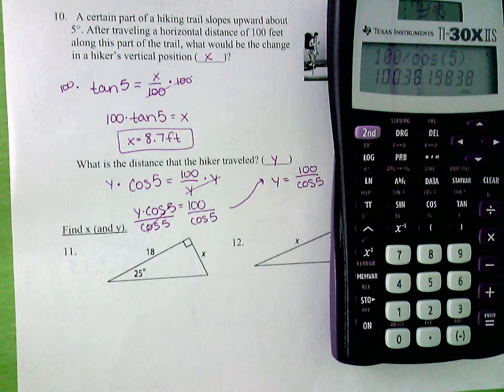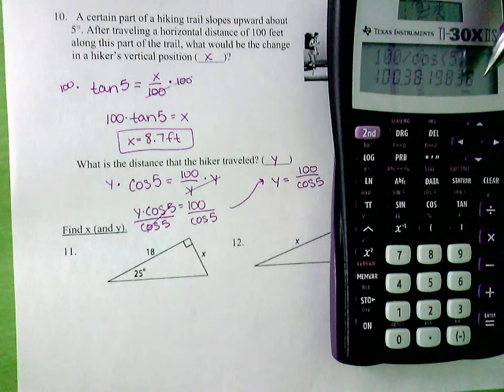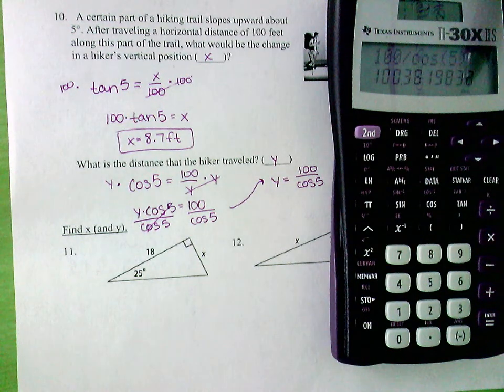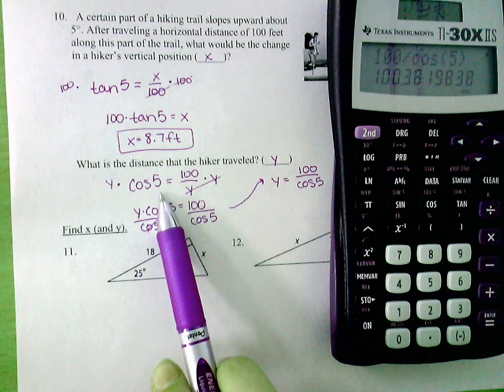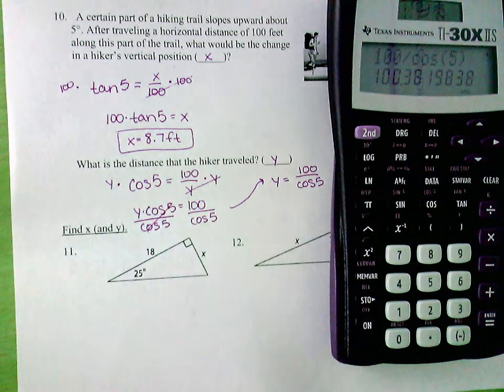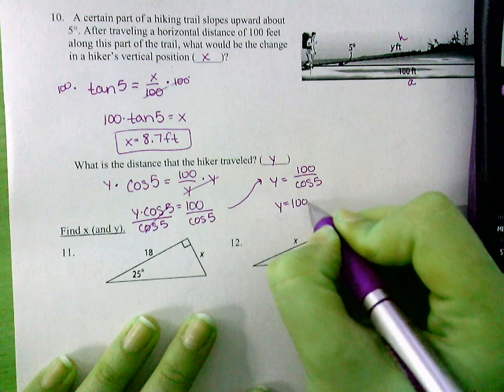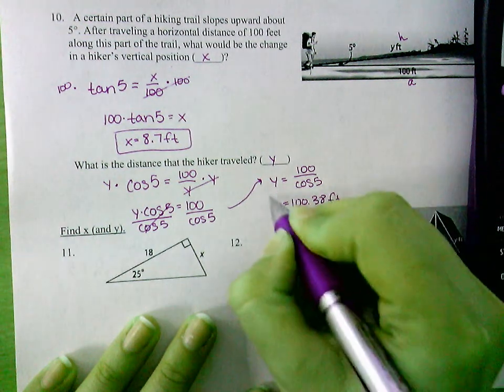When you're doing these trig functions or trig ratios, do you see that little DEG in that bottom right-hand corner on your screen? It needs to say DEG, not RAD. If it says RAD, that's radians. We're not working in radians. You're working with degrees. So it should say DEG. All right, so y we got to equal 100.38 feet.